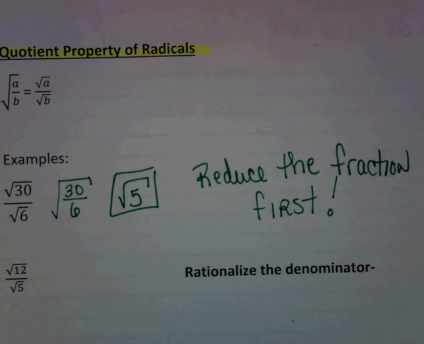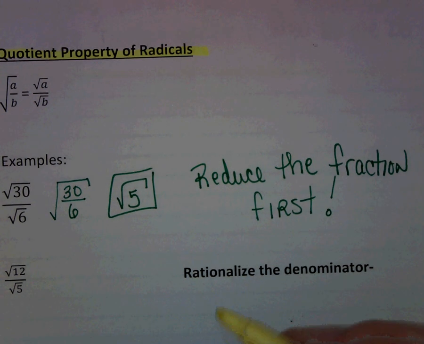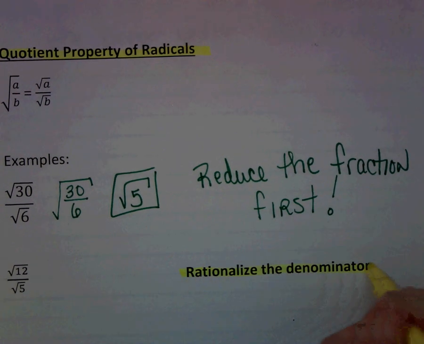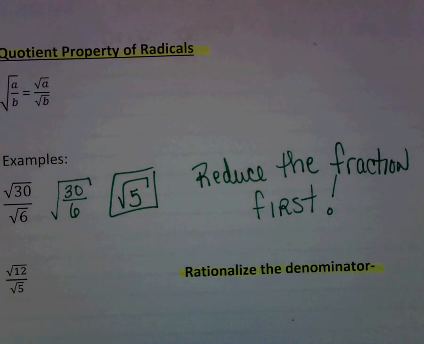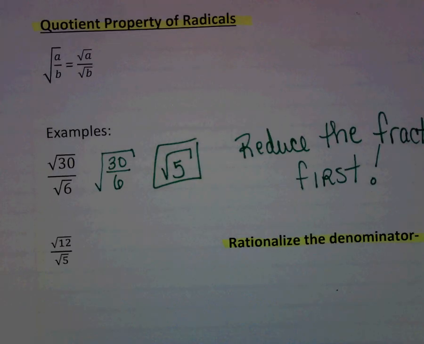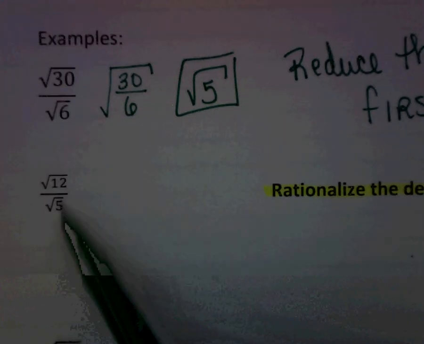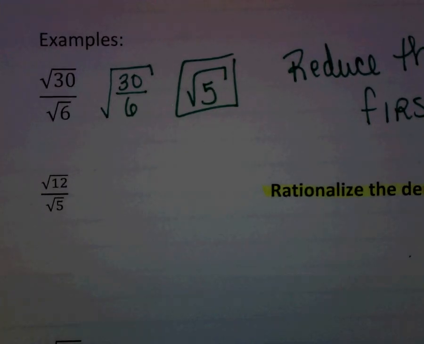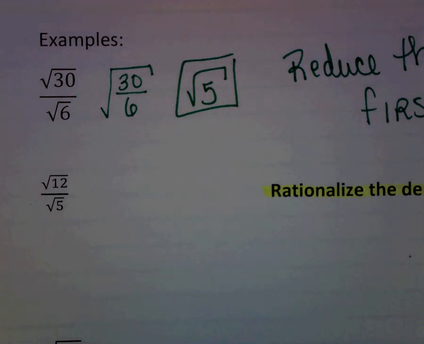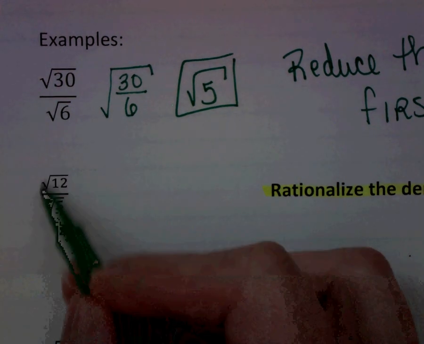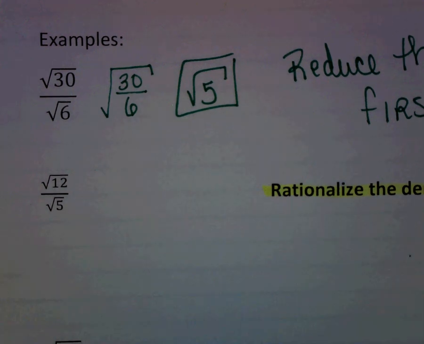Okay, so let's talk about the next piece, rationalizing the denominator. I want us to look at this example first. Square root of 12 divided by the square root of 5. Now, they don't divide evenly. They don't have any common factors, so we can't reduce anything. We may see that the square root of 12 has some perfect squares in it, so if you wanted to pull out those perfect squares first, you could absolutely do that. But I'm going to suggest that we rationalize the denominator first.